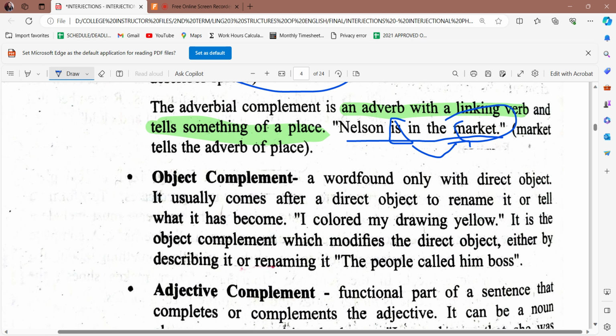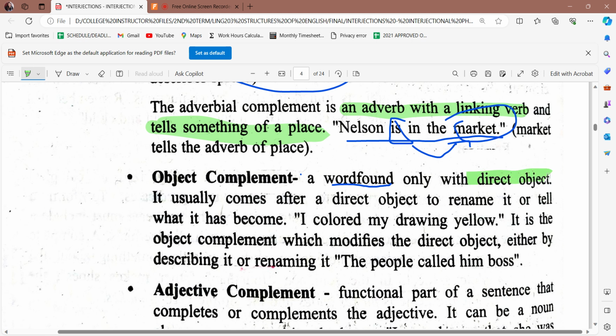Okay, now we go to the object complement. So in the object complement, it is a word found. Okay, so this is not a compound word. Okay, dili na siya compound or close compound word. All right, so dapat buwag na siya. However, there's an error with the book. Let's just bear with it for the meantime. So this one, it is a word found only with a direct object. Again, it is a word found only with a direct object.